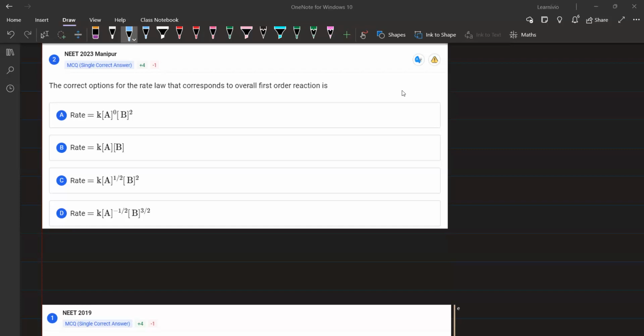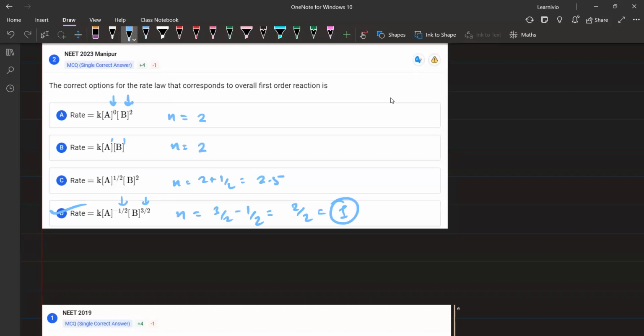See, when they have given the rate expression, you can calculate the order of reaction quite easily. For this, the order will be equal to, you just need to add these two stoichiometric powers of the concentration terms. So it will be 2. Here it will be equal to 1 plus 1, that is equal to 2. Here it will be equal to 2 plus half, that will be equal to 2.5. Here this will be equal to minus 1 by 2 and 3 by 2. So 3 by 2 minus 1 by 2, this will be equal to 2 by 2, that will be equal to 1. So D option is the correct option.